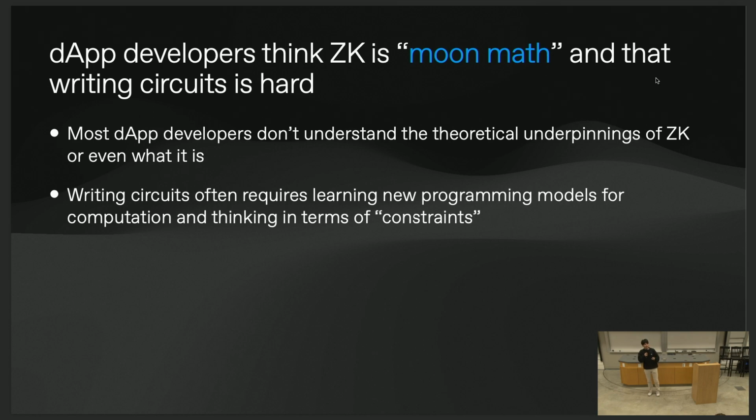Let's say you're able to get over this bottleneck of learning these theoretical things, but then you encounter that writing circuits often requires you to learn completely new programming models than what you're used to when writing normal programs. Beyond that, there are all these weird terms being thrown around, like witnesses, or writing your programs as constraints. I think all of these things prevent app developers from thinking about ZK as a tool that they can actually use.